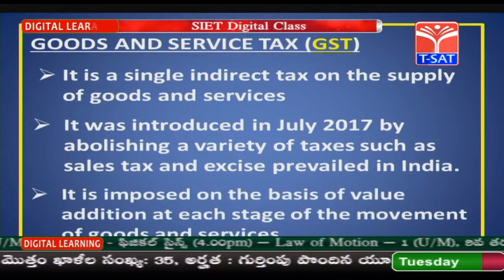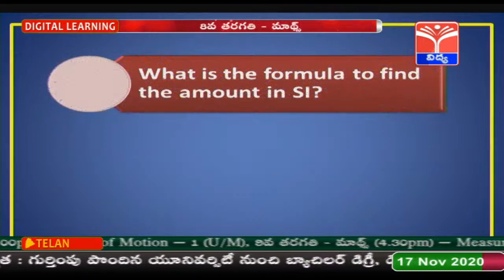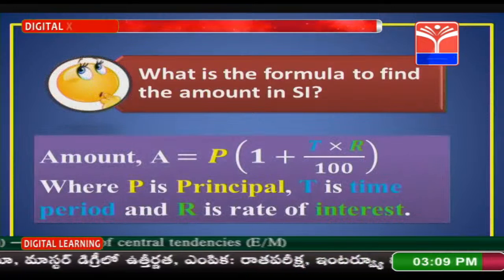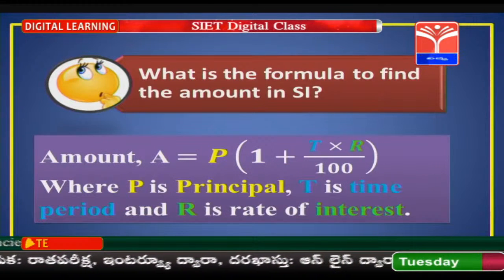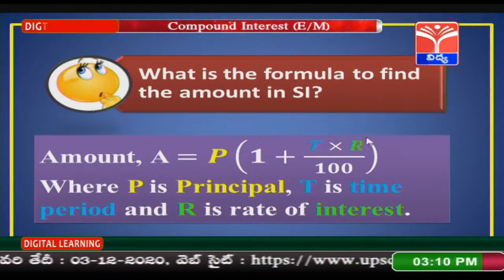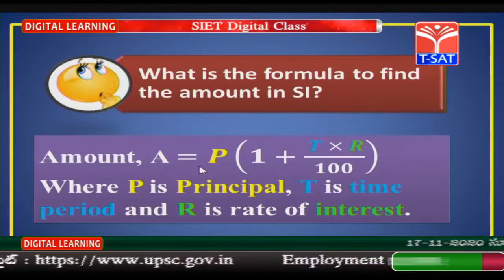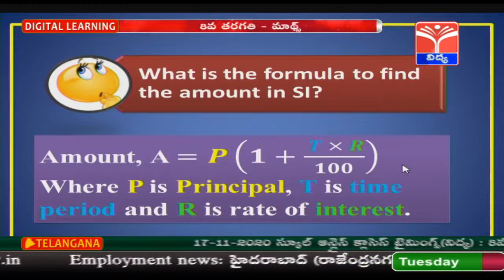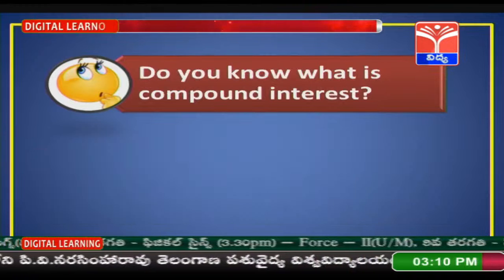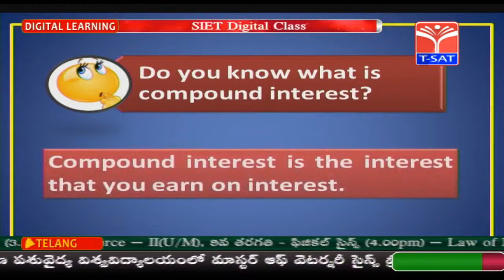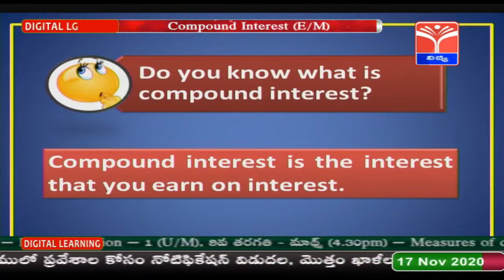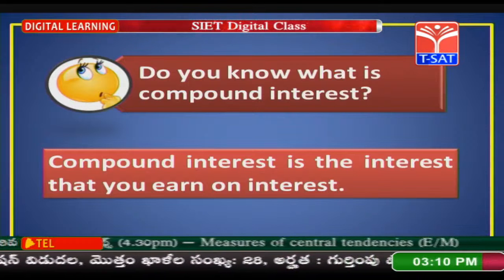So, children, what is the formula to find the simple interest? Yes, it is A is equal to P into 1 plus T into R by 100, where P is the principal, T is the time period and R is the rate of interest. So, this is the formula to find out the amount when we are using simple interest. Okay, children. But do you know what is meant by compound interest? Yes. Compound interest is nothing but the interest that you earn on the interest. So, that means the interest is going to earn some more interest for you. That is nothing but compound interest.